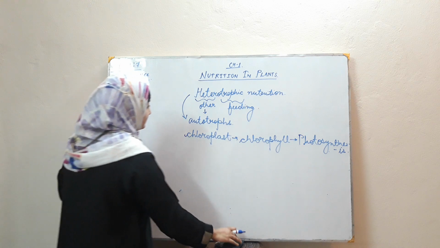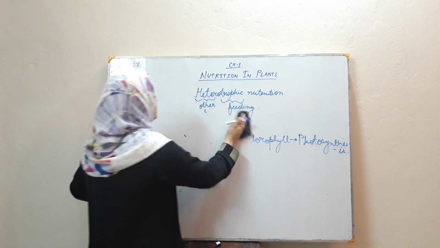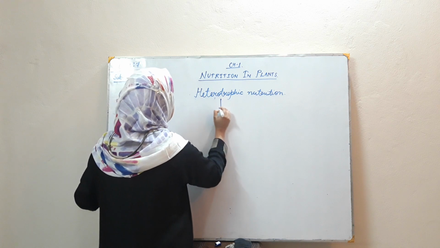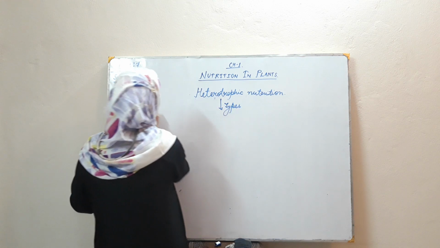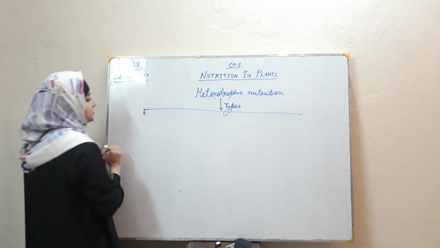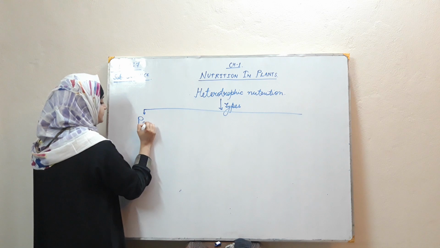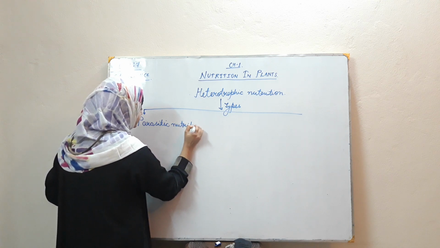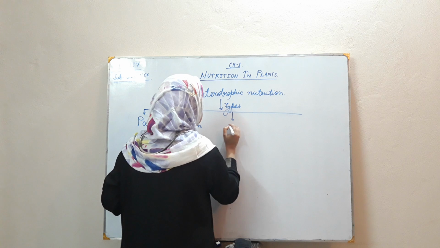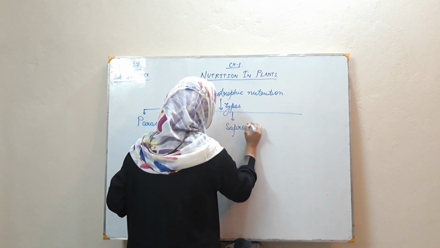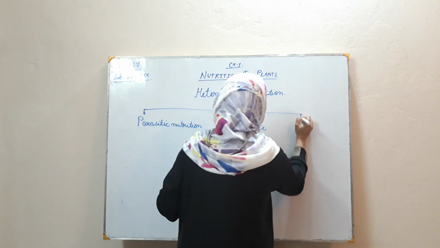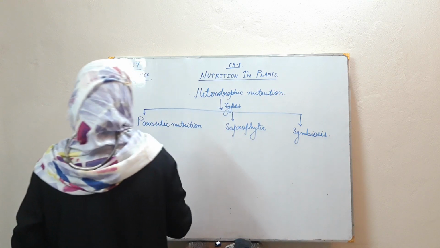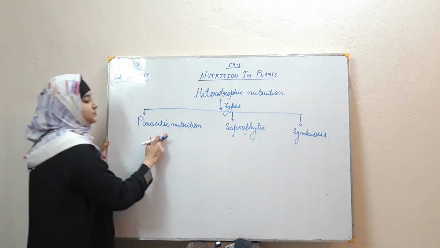Okay, so the next topic is the types of nutrition. Types of heterotrophic nutrition. Basically, heterotrophic nutrition is of three types. The first type is parasitic nutrition, then saprophytic nutrition, and the last one, symbiosis. Okay.